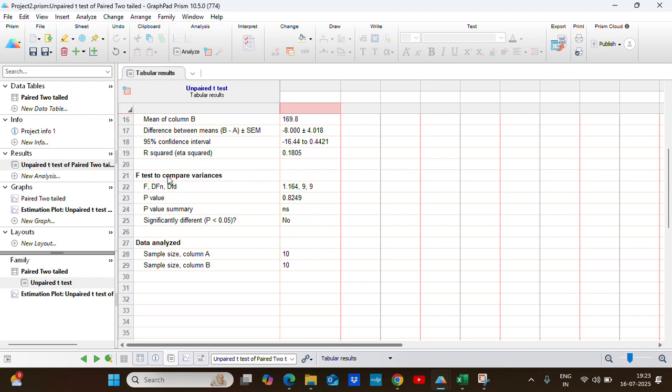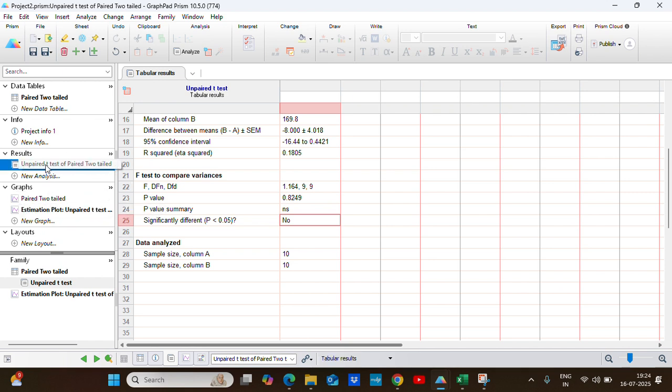If you go down to F test to compare variances, in the last line you see significant difference at p less than 0.05, no. So there is no significant difference between their variance. This test tells that there is no significant difference between their variance, so they have the same standard deviation. So our data can be used for Student's t-test. So the first test we have done shows that both data sets' standard deviations are equal.